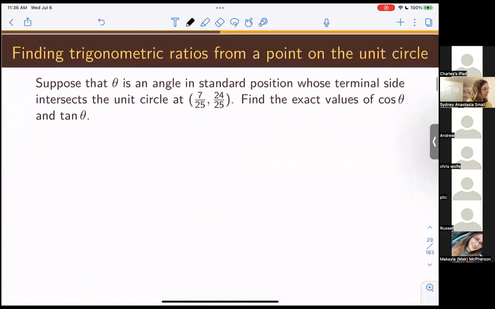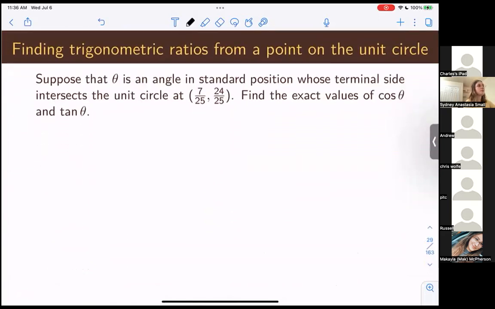Okay. Then let's do another example. Suppose we have an angle theta that is in standard position, meaning its initial ray is on the positive x-axis, and its terminal side, in other words, wherever the angle ends, the other one that is not the initial side, intersects the unit circle at that point.